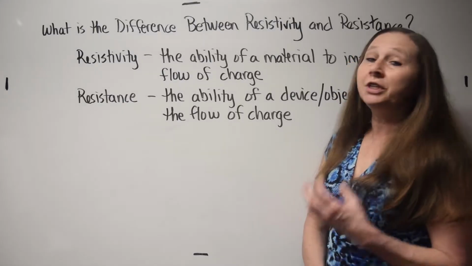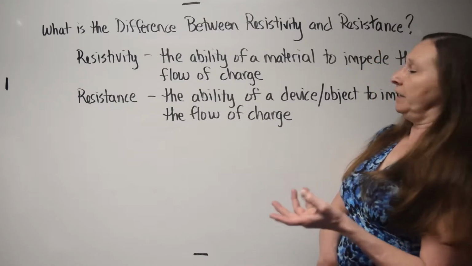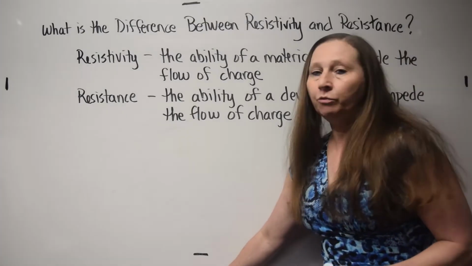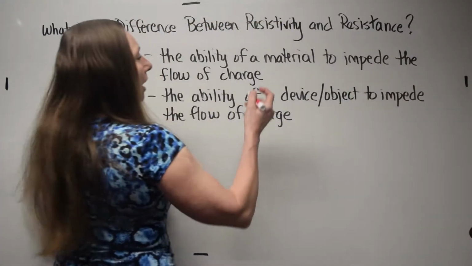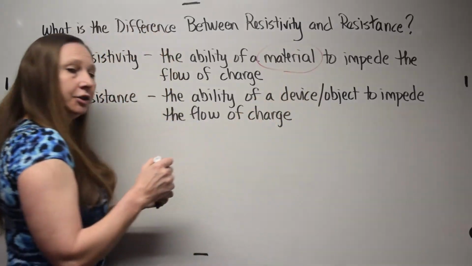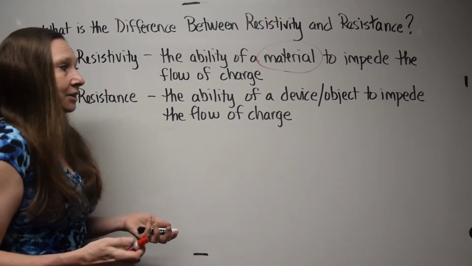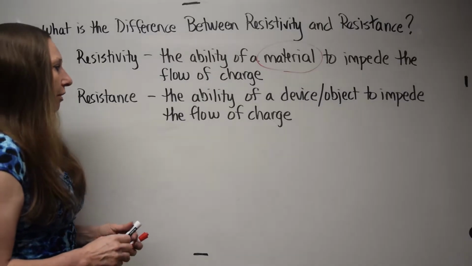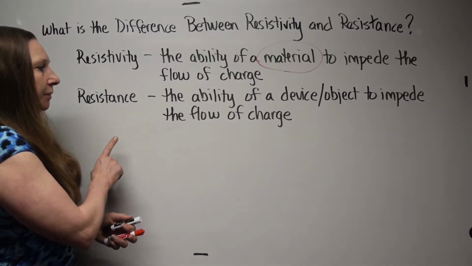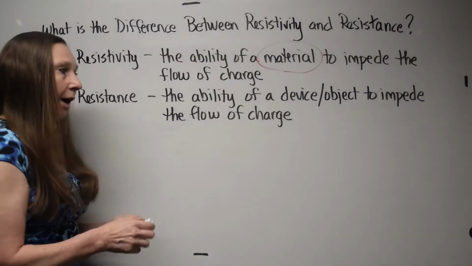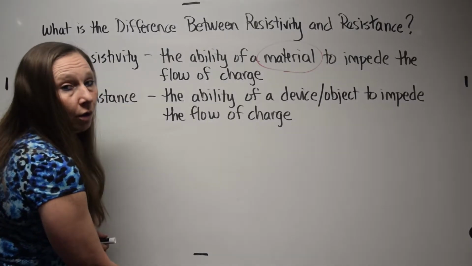So, what's the difference between resistivity and resistance? Well, resistivity is the ability of a material, such as copper or plastic, to impede the flow of charge. Resistance is the ability of a device or an object to impede the flow of charge.